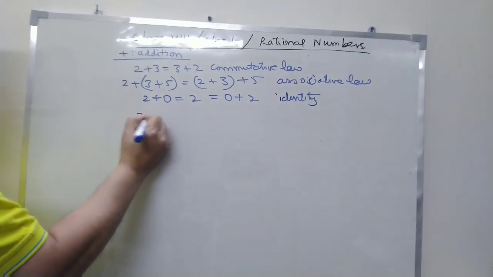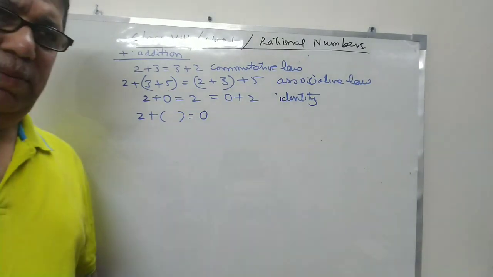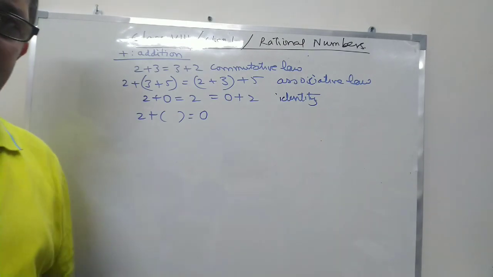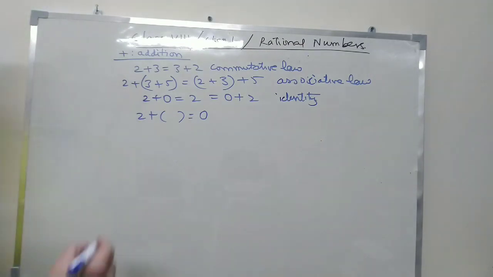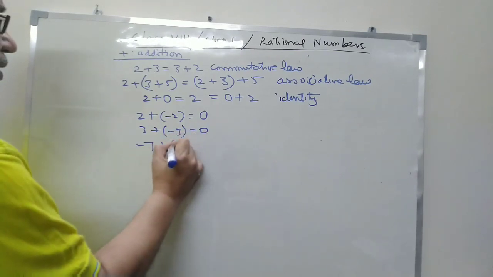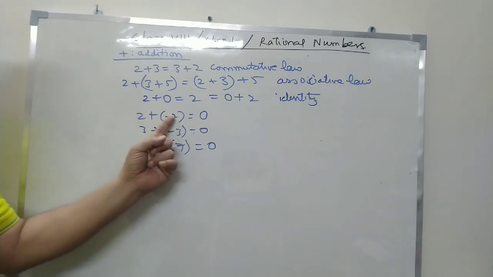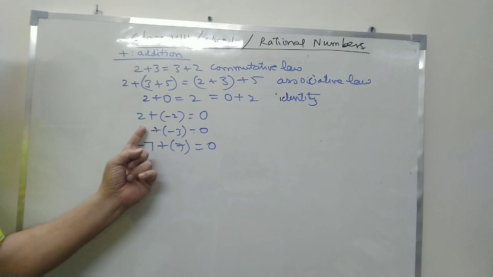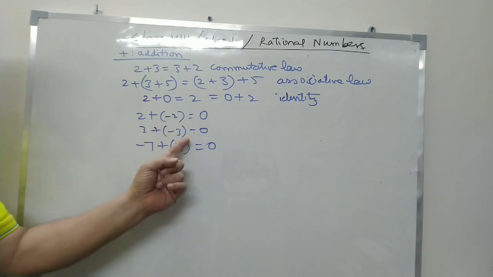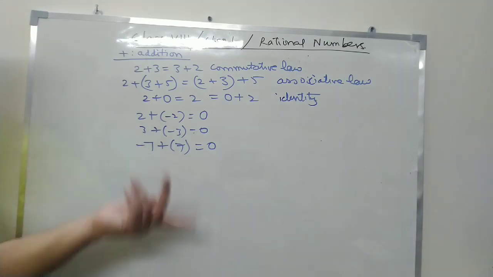Now, is it possible that 2 plus something gives you 0? Maybe in natural numbers you can't do it, in whole numbers you can't do it, but in integers of course you can do it. 2 plus minus 2 is 0. 3 plus minus 3 is 0. Minus 7 plus 7 is 0. So what is the relationship between 2 and minus 2? Negative of 2 is minus 2. Negative of 3 is minus 3. Negative of 7 is minus 7. So if a number is added to its negative, we always get 0. Or a negative is added to its positive, then we always get 0.